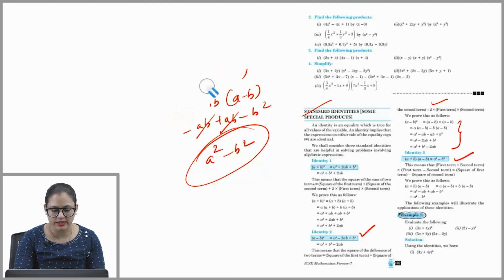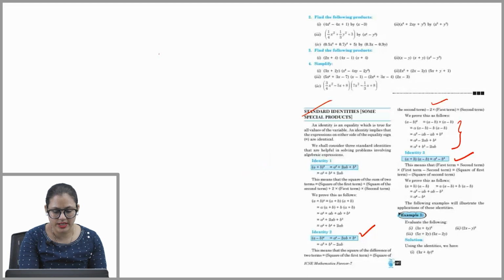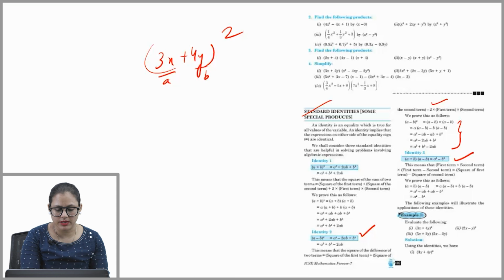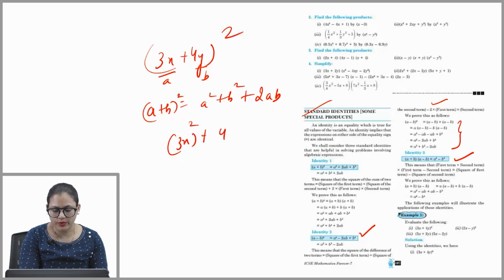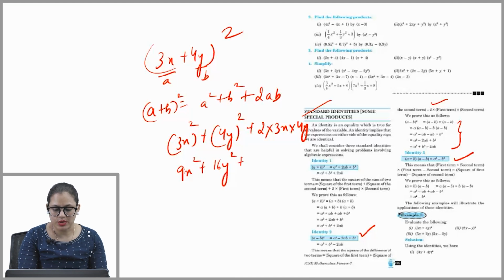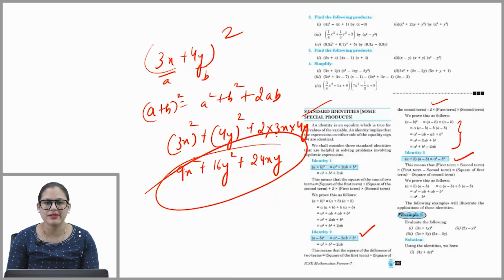(3x plus 4y) square. We will use our identities. This is a, this is b, and the identity is (a plus b) whole square is equal to a square plus b square plus 2ab. A is 3x, b is 4y. So (3x) square, (4y) square, plus 2 into 3x into 4y. 3 square is 9x square, 4 square is 16y square, plus 2 threes are 6, 6 fours are 24xy. Okay. See how simple it is to use the identity, right?